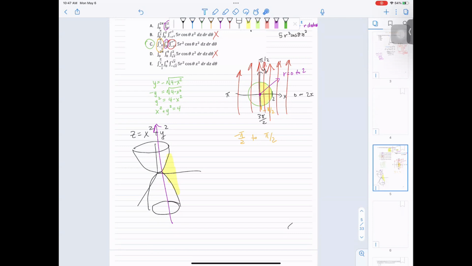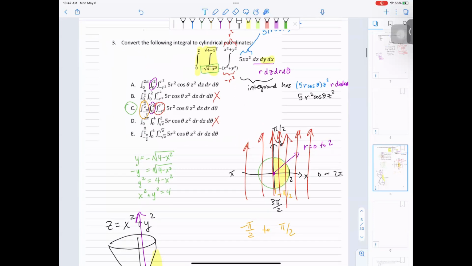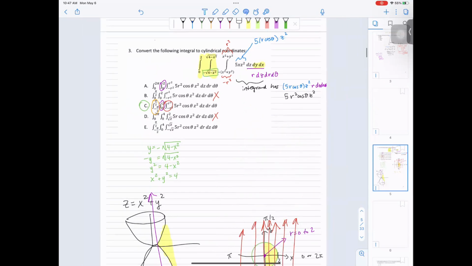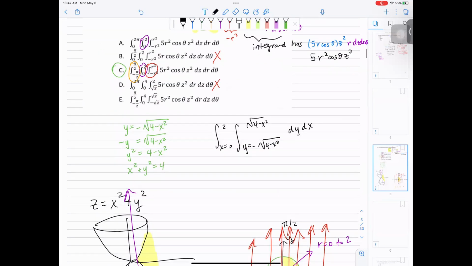Don't understand why the bounds are not 0 to 2 pi. Am I doing it right? I think I'm doing it right. Let me redraw this. I'm only going to look at the XY bounds, okay? Just from this, the XY bounds say X goes from 0 to 2, Y goes from negative this to positive this. Just looking at this itself, pretend this is a whole separate question. What does this region look like?